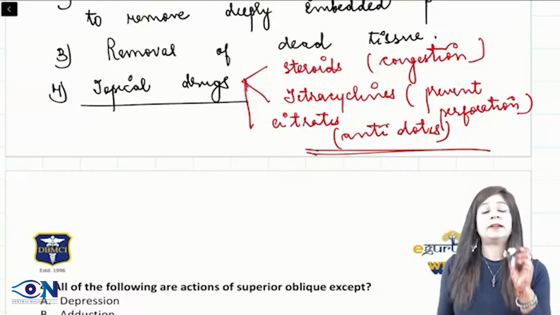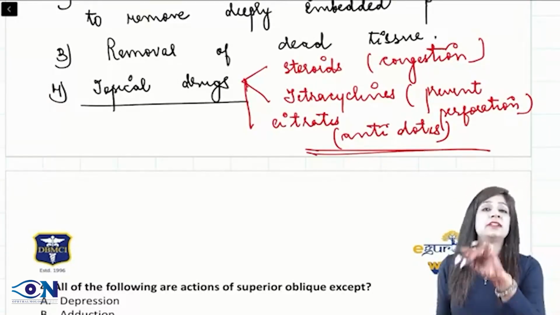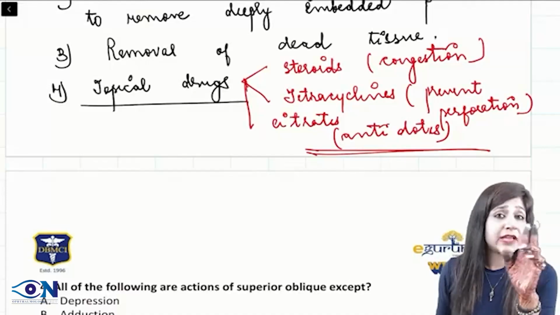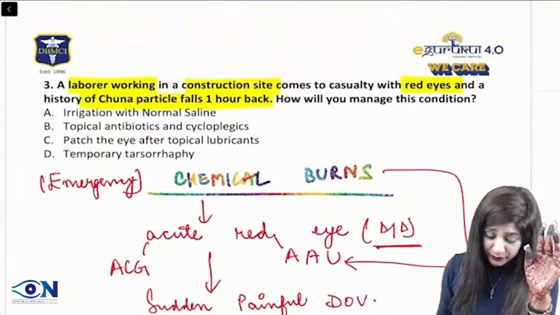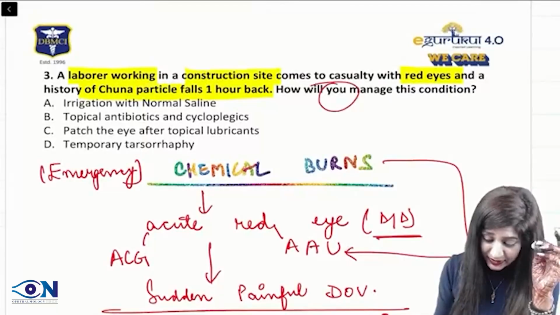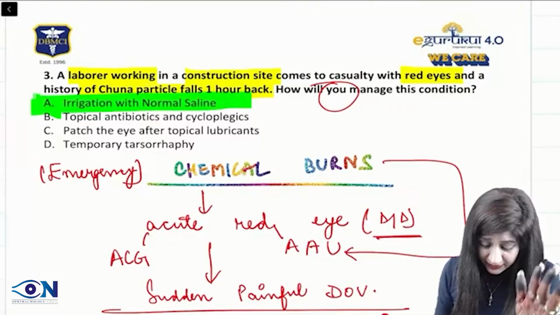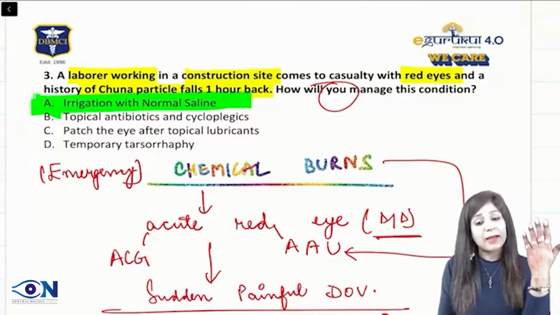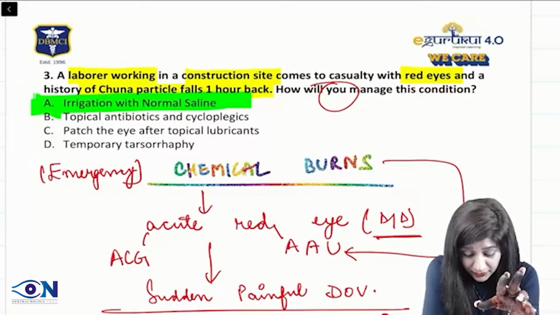So this is the whole of the topic on chemical injuries, the acid injuries and the alkali injuries. So you can do this question now. I hope you can see it. How will you manage this condition? We can easily give the irrigation with normal saline, and topical antibiotics have to be given. Cycloplegics for pain relief can be given.